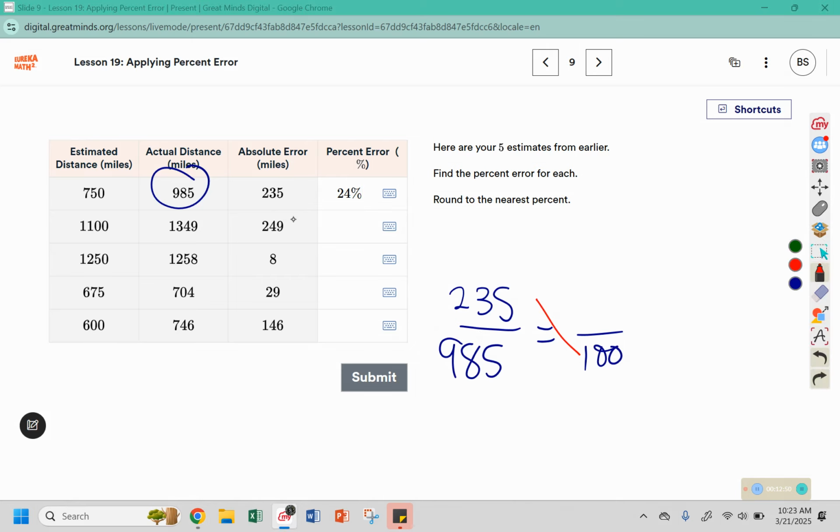For the next one, the error is 249, and the actual was 1,349. Cross multiply, then divide. And that is about 18%.